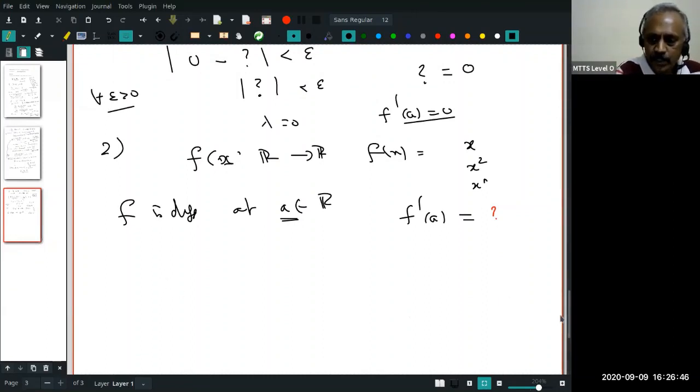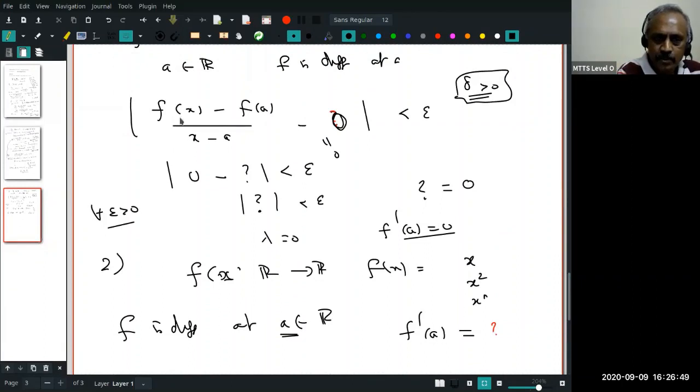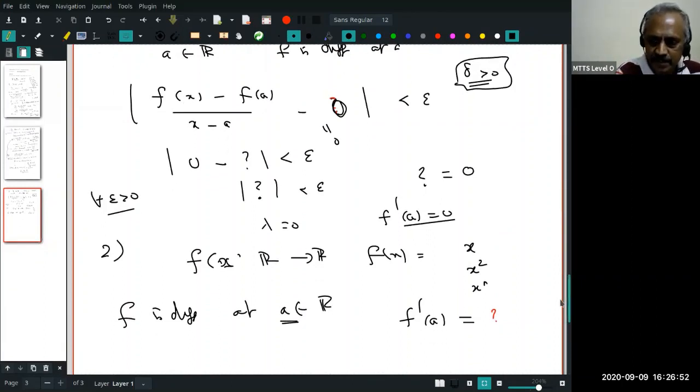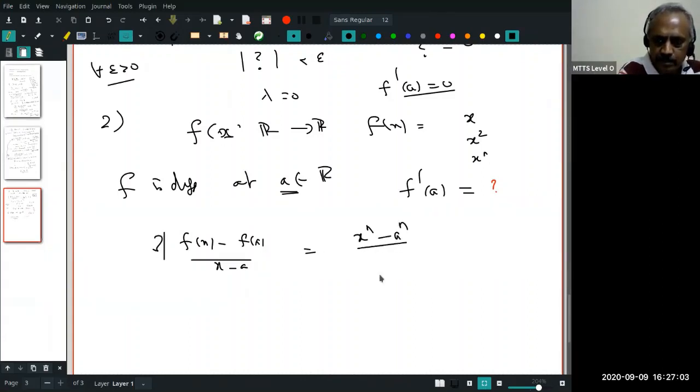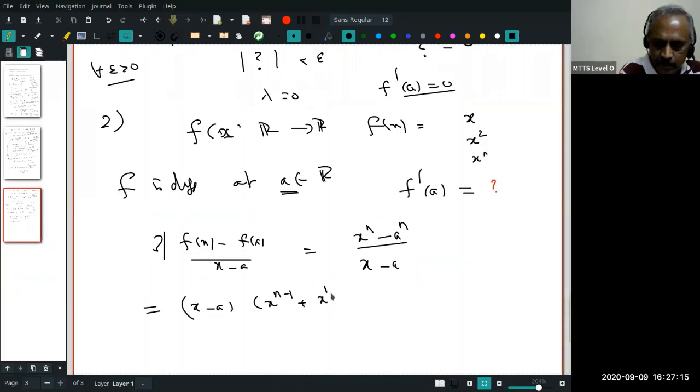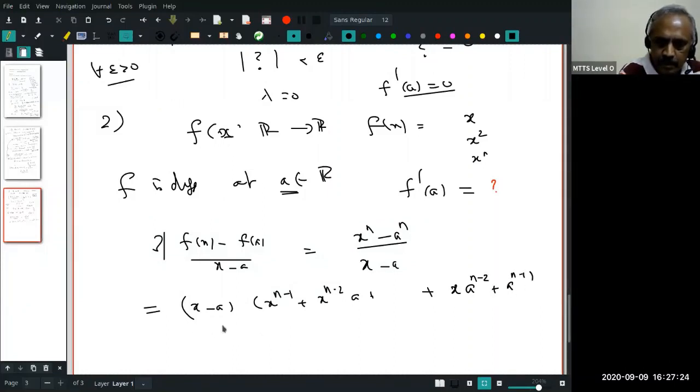So what should I do then? I have to do f x minus f a by x minus a. Therefore, what is f x minus f a by x minus a? This is going to be x power n minus a power n by x minus a. I am sure all of you know x power n minus a power n. If you have seen my continuity, you will know this is x minus a into x power n minus 1 plus x power n minus 2 a, and so on, x a to the power n minus 2 plus a to the power n minus 1. Okay, the whole thing divided by x minus a. You understand this?